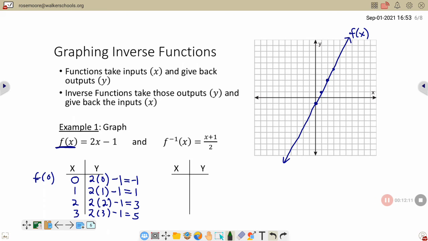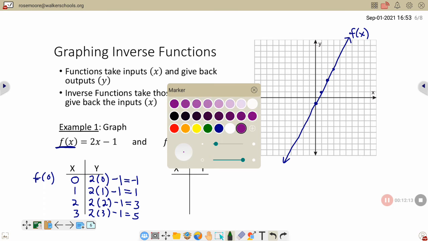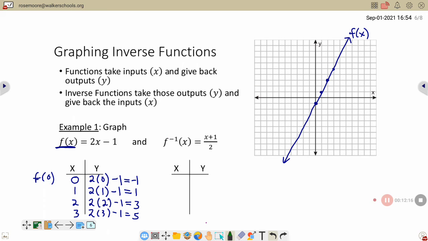This one's a little harder to graph by eye, so we're going to go ahead and do our table just like we did before. Now, I'm not necessarily going to choose the same points because I want to do easy math. You can choose any numbers you like. You could choose 33, but I tend to keep my numbers pretty small. So if I plug in negative 1, I'll have negative 1 plus 1 over 2. What's negative 1 plus 1? That is 0 over 2, which is 0.